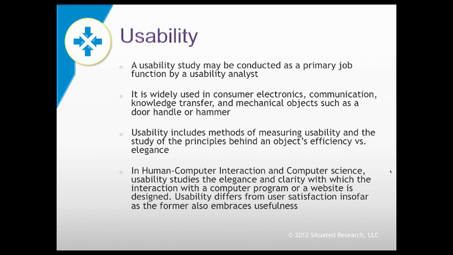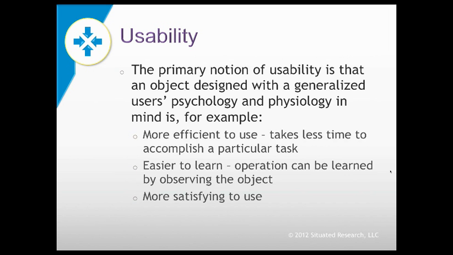So usability differs from user satisfaction insofar as the former also embraces usefulness. We're going to talk a little bit more about that in a couple of slides. The primary notion of usability is that an object is designed with a generalized user's psychology and physiology in mind. So for example, you want to make sure that this product is efficient to use.